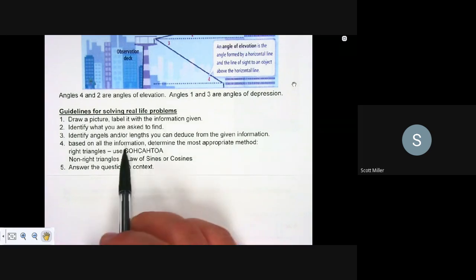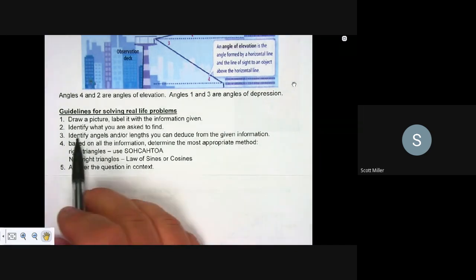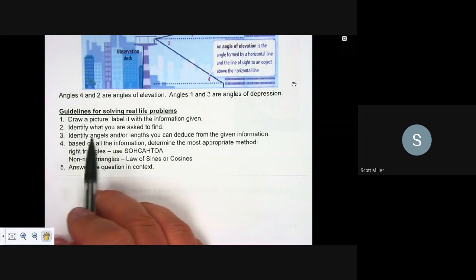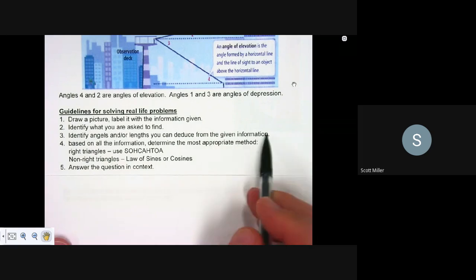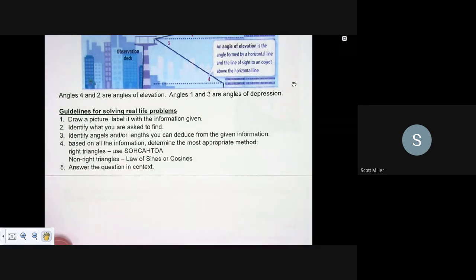Okay, what am I asked to find in this problem? This leads you towards a process, like what trig function to use. Do I need to use the Pythagorean theorem or some other technique to help get what I'm looking for? Once you've done that, identify angles and lengths that you can deduce from the given information. So if I gave you 2 sides of a right triangle, I can use the Pythagorean theorem to find the third side that I might need to help me solve this problem.